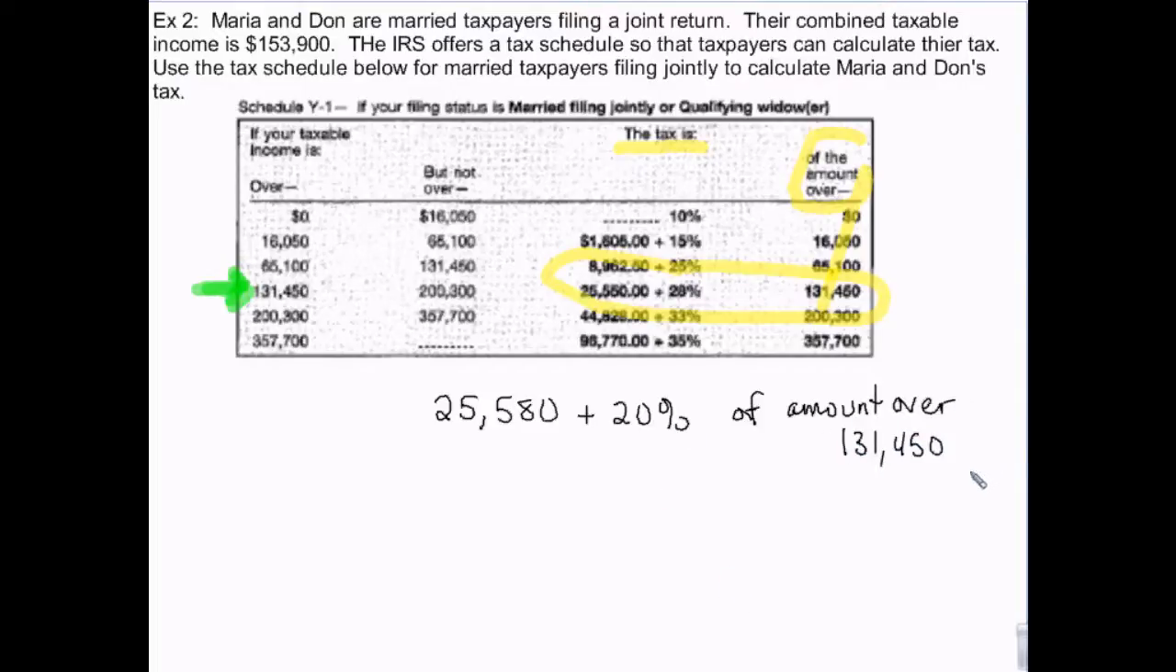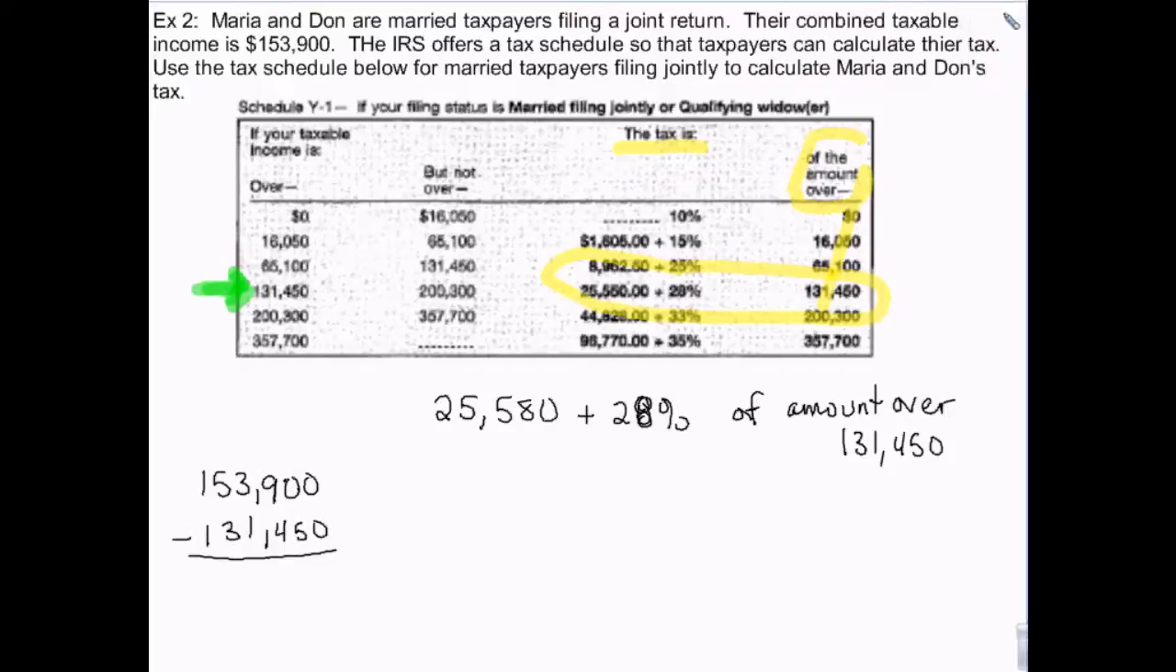So that's how you would read that whole sentence, that whole line: 25,580 plus 28%, sorry, I read that wrong, of the amount over 131,450. Now they made 153,900, so first we have to figure out how much is that over the 131,450?